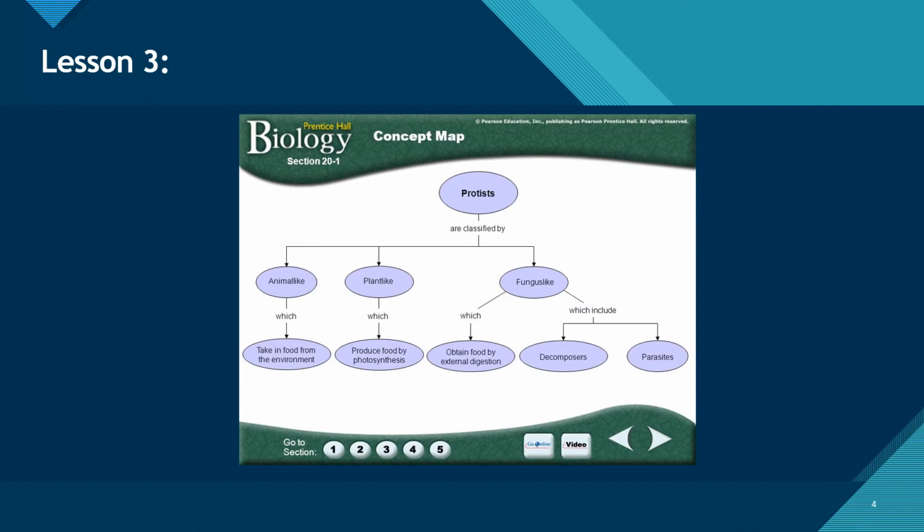In our next lesson, we went back to the classifications and started looking at kingdom Protista, or protists. We broke it down into the different groups: animal-like, plant-like, and fungus-like. This is just a little consolidation of all the things that we learned. Animal-like protists take in food from their environment, so they're heterotrophs. Plant-like protists produce food by photosynthesis, which means they're autotrophs. And the fungus-like can be decomposers or parasites and things like that.